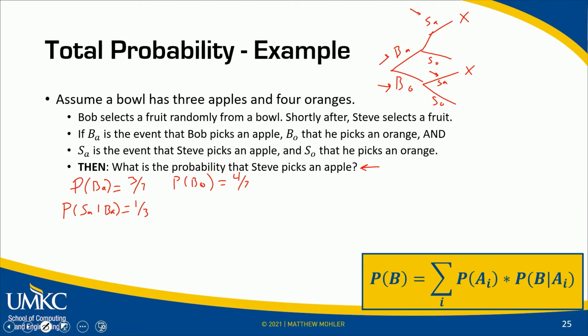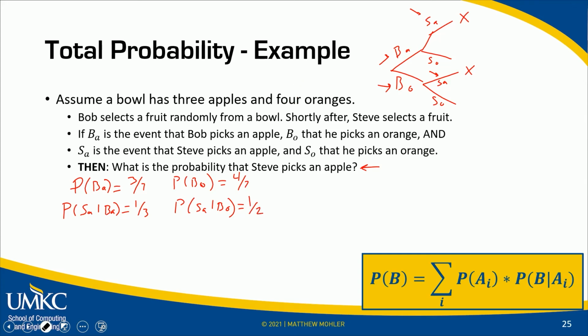Now, if we look at this, we can go through and say if Bob picked an apple, I now have 2 apples and 4 oranges. It's a 1 out of 3 probability. Now, on the other end, if Bob picked an orange, then the probability of Steve picking an apple, conditioned on Bob picking an orange, is equal to, well, Bob picked an orange, so we're now at 3 oranges instead of 4. So it's 1/2.